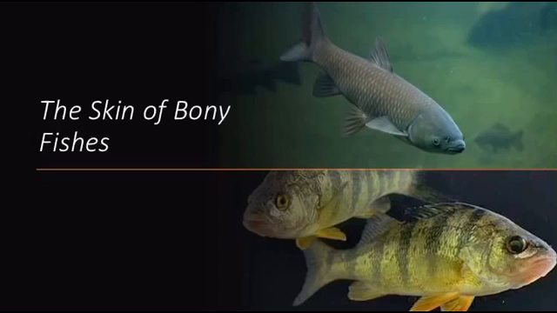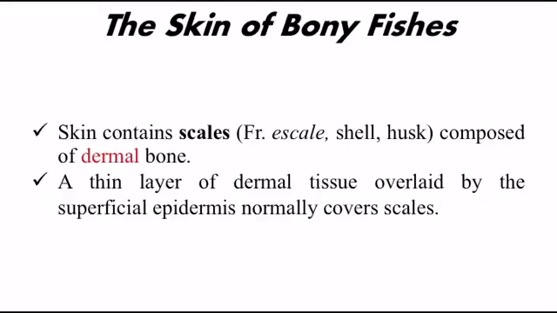The skin of bony fishes. Bony fishes are modern fishes, and their skeleton is made up of bone. The skin of bony fishes contains scales which are composed of dermal bone, so they are also named dermal scales. A thin layer of dermal tissue overlaid by the superficial epidermis normally covers the scales.